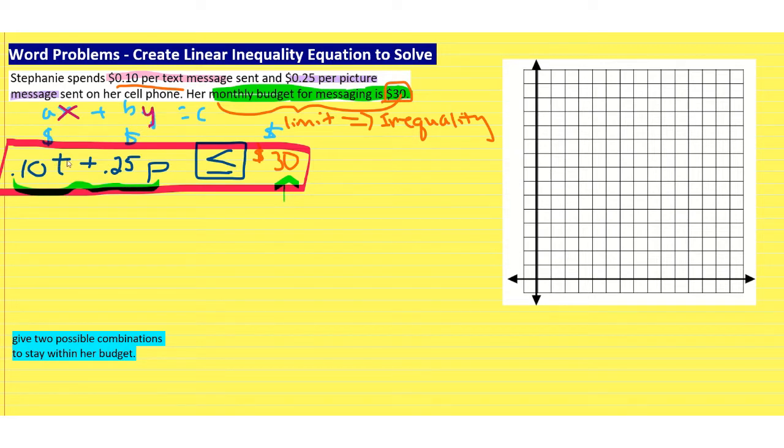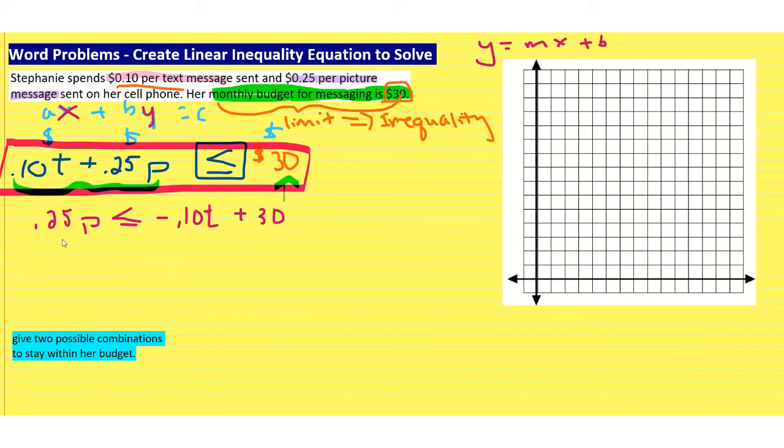So I'm going to move the t's to the other side. So I'm going to end up with 0.25 times the number of picture messages is less than or equal to minus 10 cents times the number of text messages plus my $30 budget. But I need to get rid of this coefficient in front because I need to solve just for the y. So it's going to end up being in y equals mx plus b format, except that we'll have an inequality instead of an equal sign.